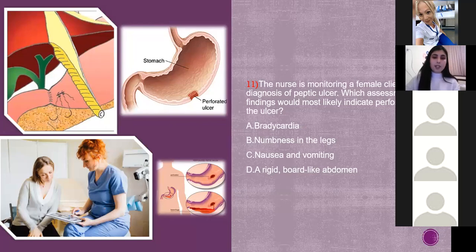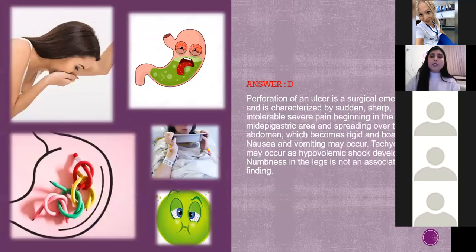The answer is D. Perforation of an ulcer is a surgical emergency and is characterized by sudden, sharp, intolerable, severe pain beginning in the mid-epigastric area and spreading over the abdomen, which becomes rigid and board-like. Nausea and vomiting may occur. Tachycardia may occur as hypovolemic shock develops. Numbness in the legs is not an associated finding.